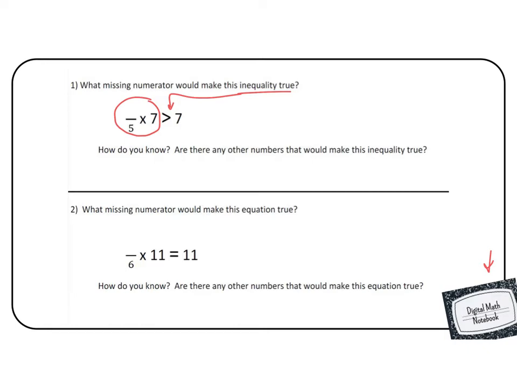So we need a numerator that's going to be greater than 5 so that my number gets bigger. So let's see, there's lots of answers that could go here, but how about 7? So 7 over 5 is greater than one whole. So I know my answer will be greater than 7. So now we need to explain, how do you know? And are there any other numbers that would make this true? So we can say 7 is greater than 5, which means it's more than one whole.